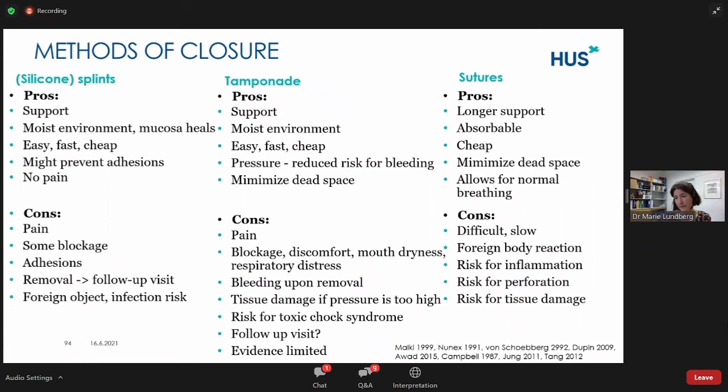Sutures are quite close to the stapler. They give longer support. They are absorbable, cheap, and they very effectively minimize the dead space and allow for normal breathing. But the application of sutures is very slow, and some reports say that they cause foreign body reactions and a lot of inflammation and even perforations, especially if you sew them too tight. Then there is the risk for tissue damage.